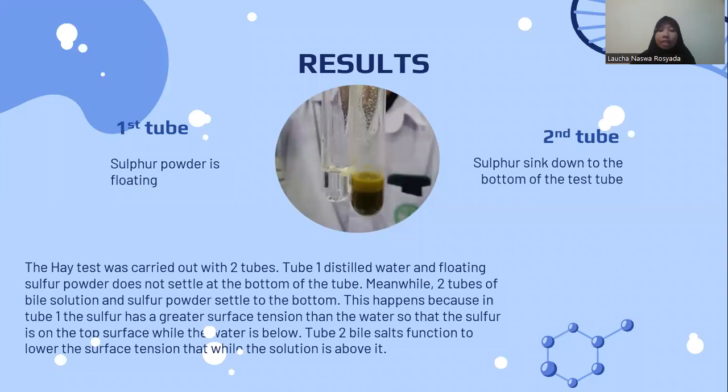tube. The Hay test was carried out with two tubes. In the first tube, which contained distilled water, the sulfur powder does not settle at the bottom of the tube. But meanwhile, in the second tube, with the bile solution, the sulfur powder settles to the bottom. This happened because in the first tube, the sulfur has lower density and the water has greater surface tension, so the sulfur is on the top surface while the water is below. And in the second tube, bile salts function to lower the surface tension of the solution.